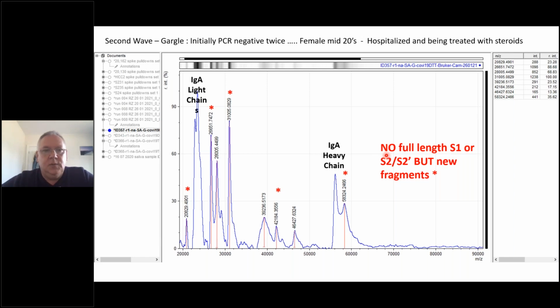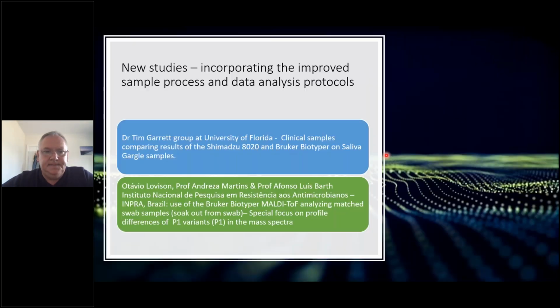I'm not sure whether this is a SARS-CoV-2 mutant with a different pattern now, or a different virus altogether. So, in the new studies that we are hopefully soon going to be starting with Professor Dr. Tim Garrett at the University of Florida, looking at clinical samples, we will compare the Shimadzu 8020 with the Bruker Biotyper, looking at saliva gargles.